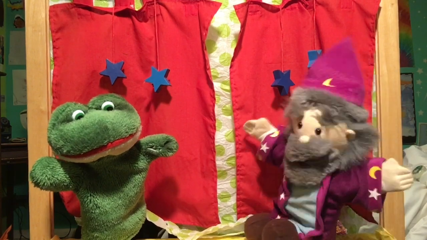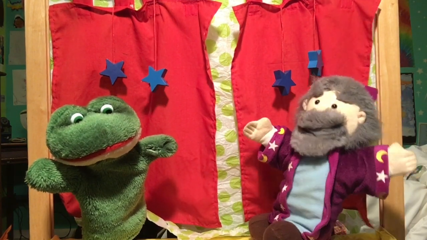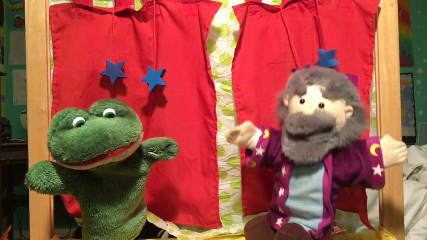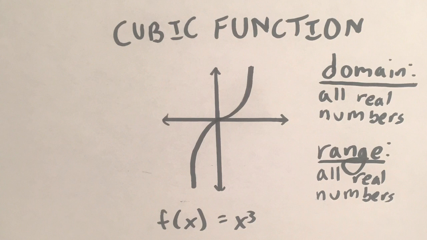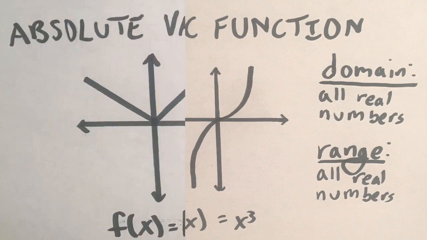That's right. The next type of function we're talking about is a square function, or a quadratic function. A square function, or a quadratic function, is a function in which the x is squared. Its domain is all real numbers, and its range is all real non-negative numbers. This is a cubic function. Its x is cubed. Its domain and range is all real numbers.